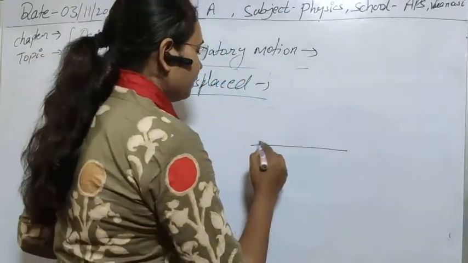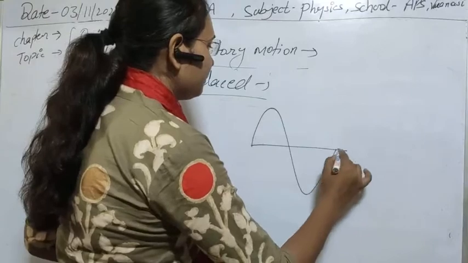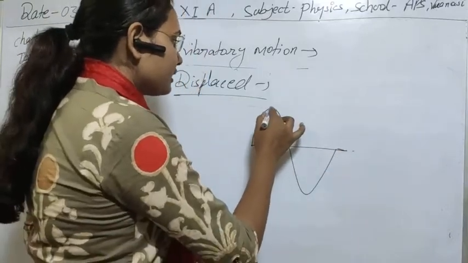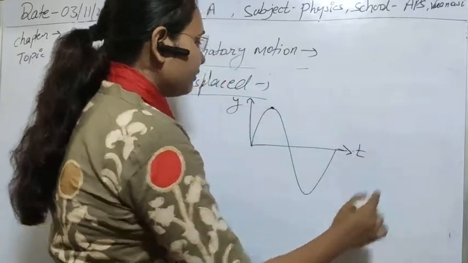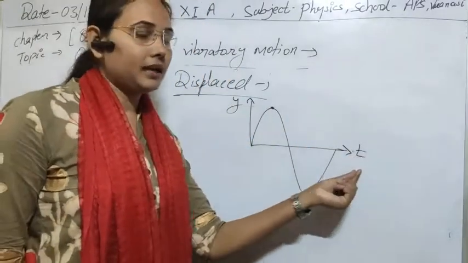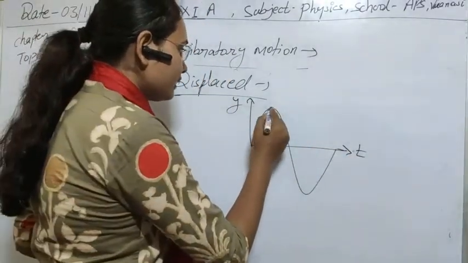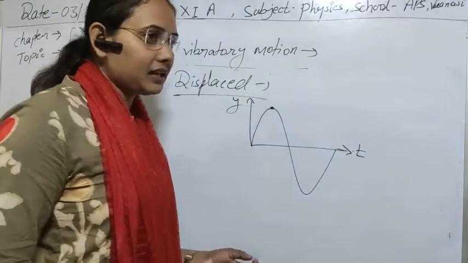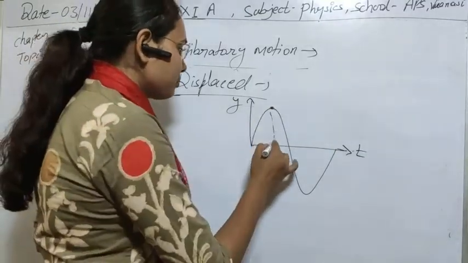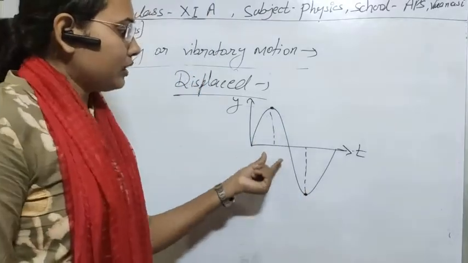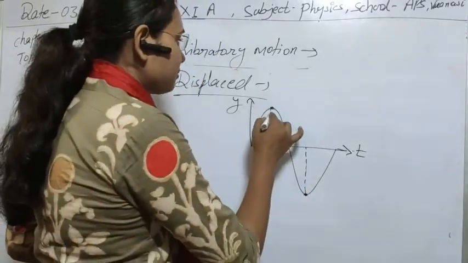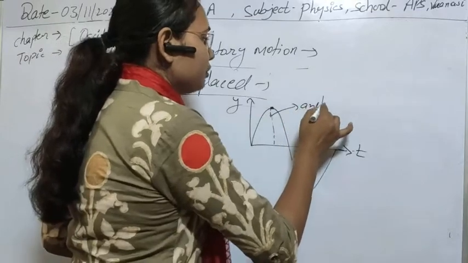As we have taken, for example, this wave, here we are seeing that this is the graph between displacement and time, and at this point the displacement is maximum. So this is the maximum displacement that is possible in the motion. This maximum displacement is known as the amplitude of the motion.